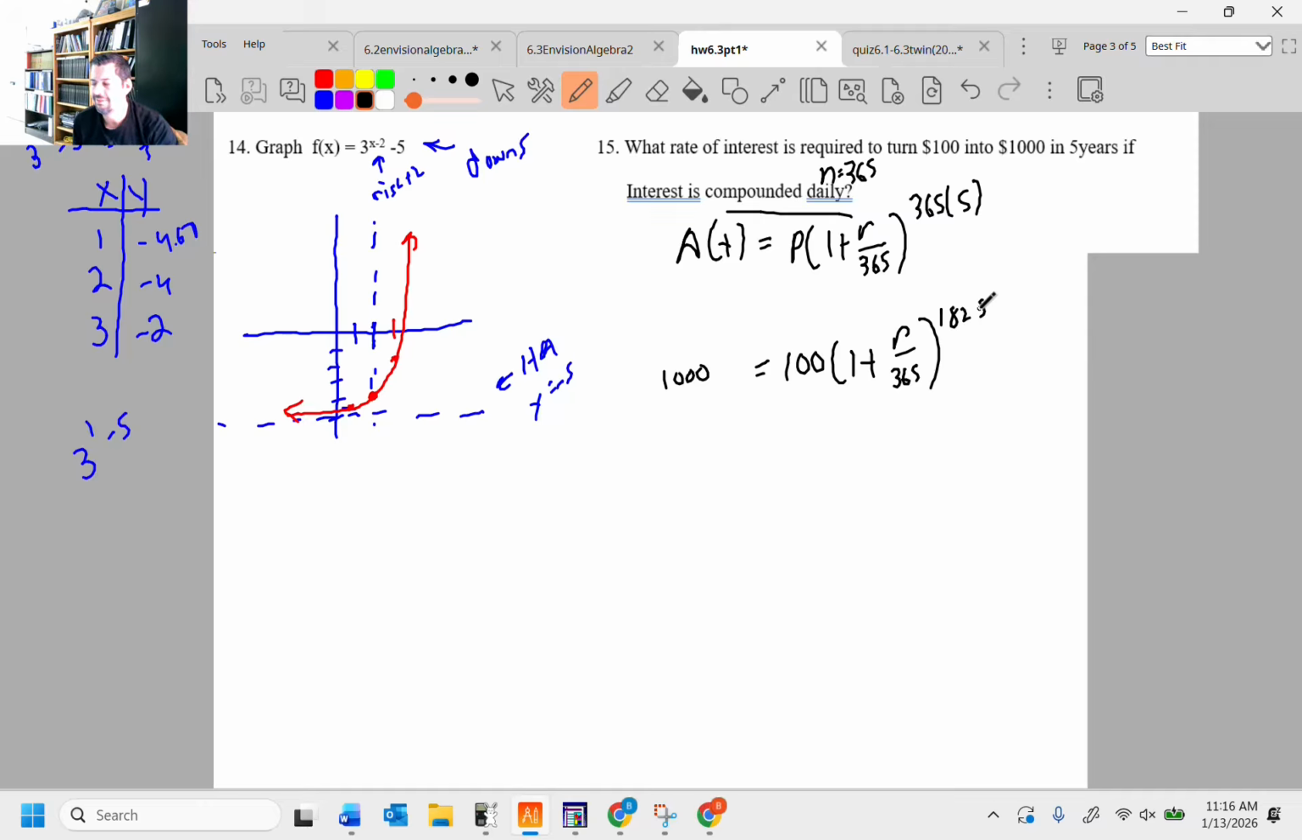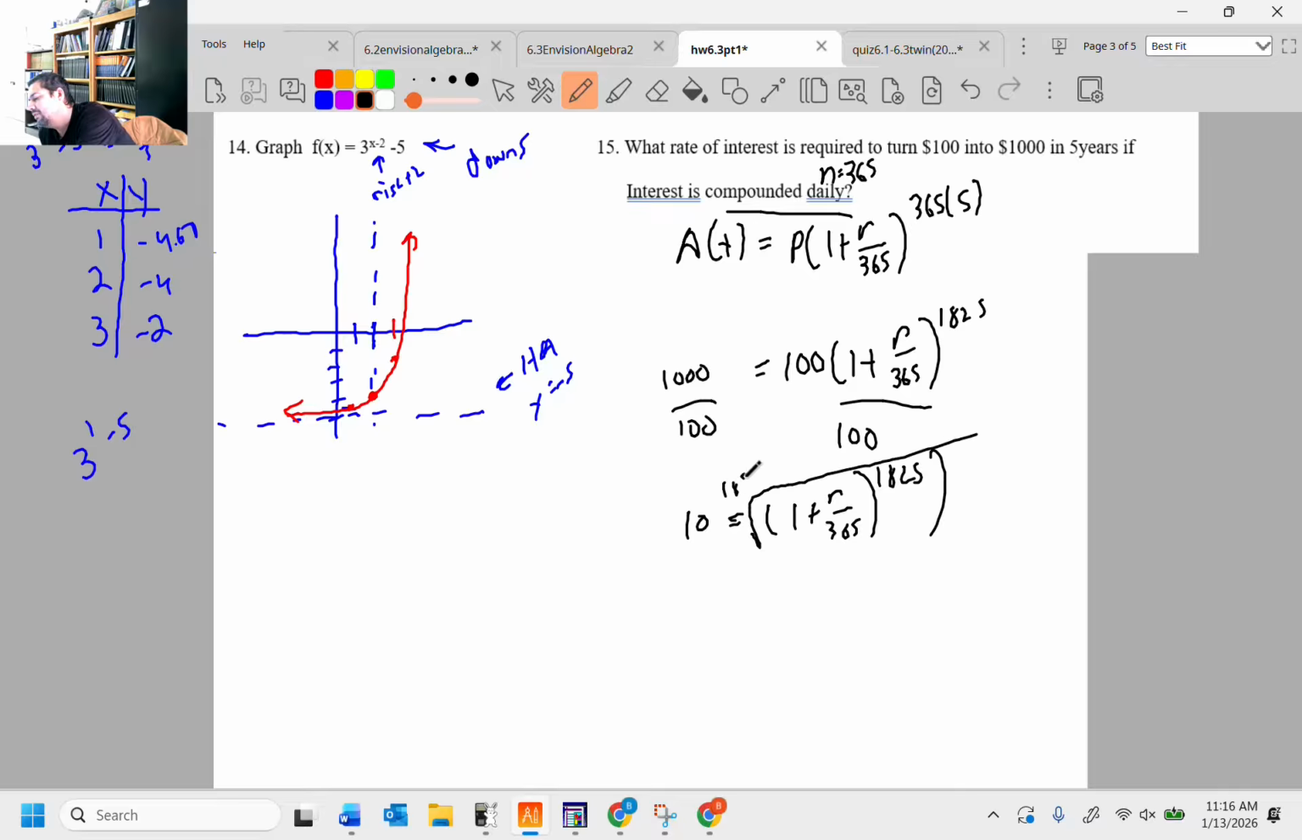You want to do it by hand? We can. You're going to divide out 100. 1,000 over 100 is 10. That's going to free up 1 plus the rate over 365 raised to the 1,825th power. The opposite of the 1,825th power is the 1,825th root. Now, that would be 10 to the 1,825th power, and that would be equal to 1 plus r over 365. I need to subtract 1. 10 to the 1 over 1,825th power minus 1 is r over 365.